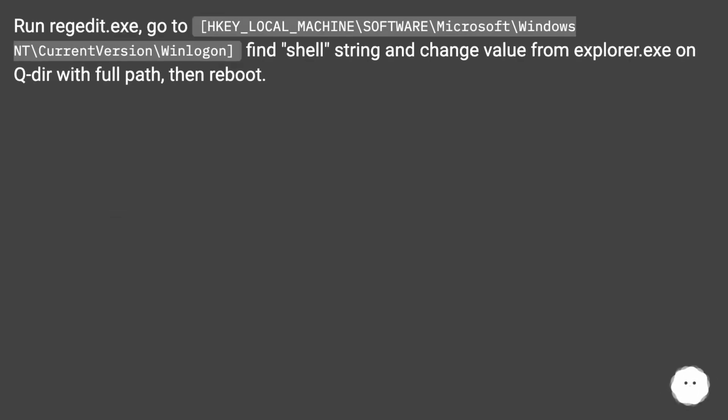Run regedit.exe, go to HKEY_LOCAL_MACHINE/Software/Microsoft/Windows NT/CurrentVersion/Winlogon. Find the Shell string and change the value from explorer.exe to Q-Dir with full path, then reboot.